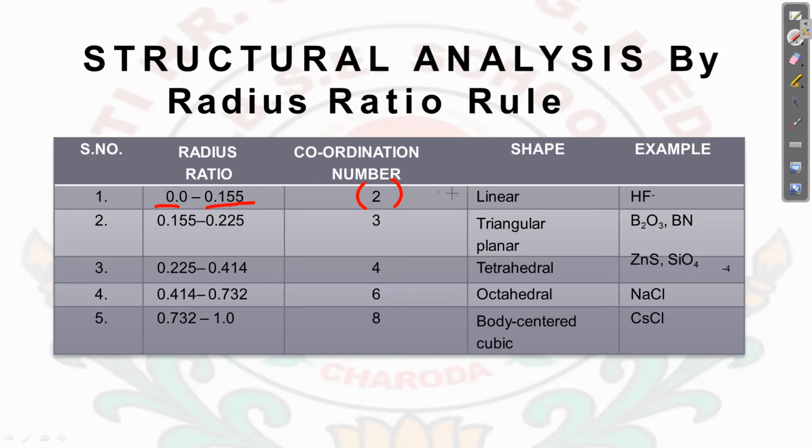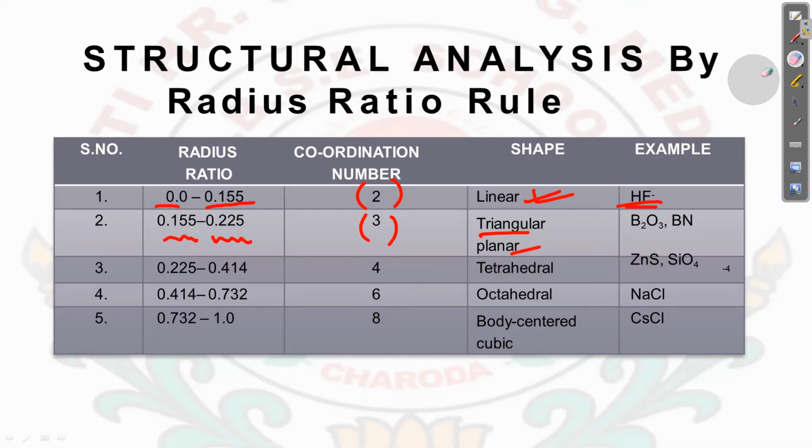Then the coordination number will be 2, and the shape will be linear, and the example is HF. Next, from 0.155 to 0.225 radius ratio, here the coordination number will be 3, and the shape is trigonal planar, or triangular planar. If you remember, it will be a shape like this, where each vertex of the triangle denotes a single particle.